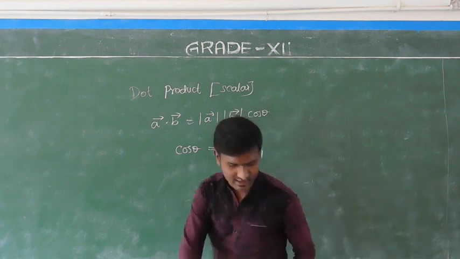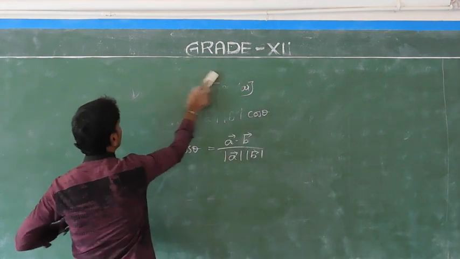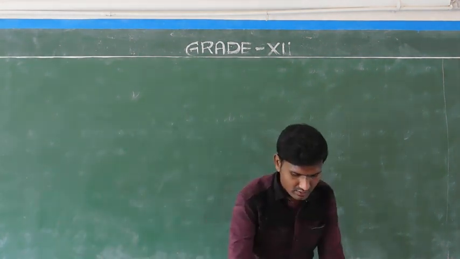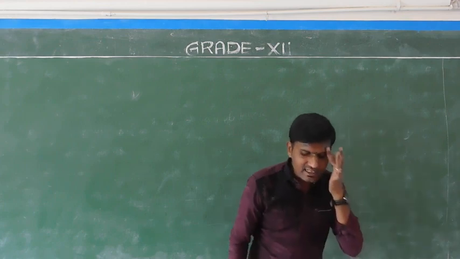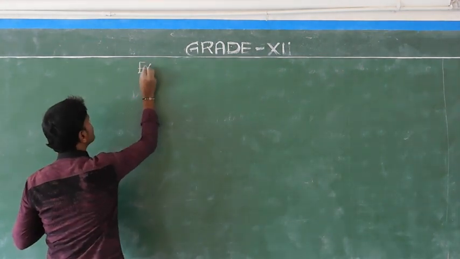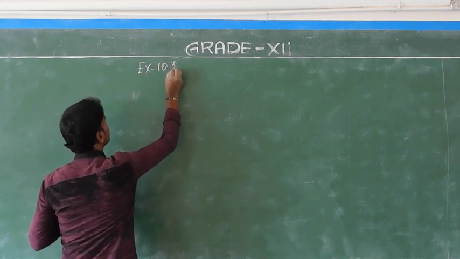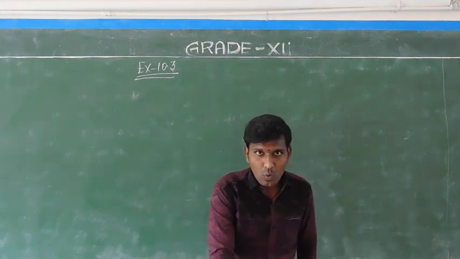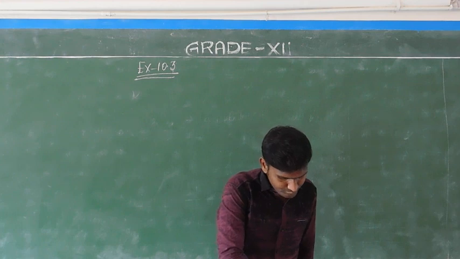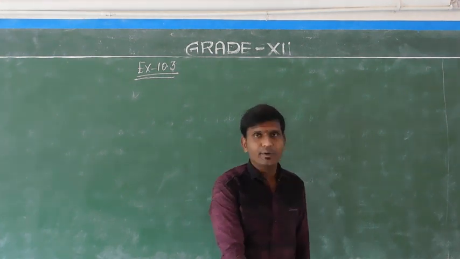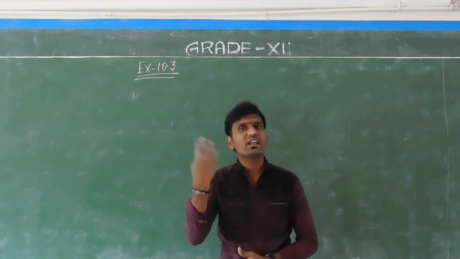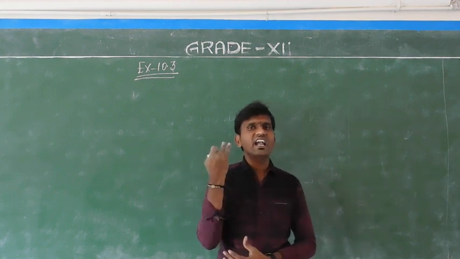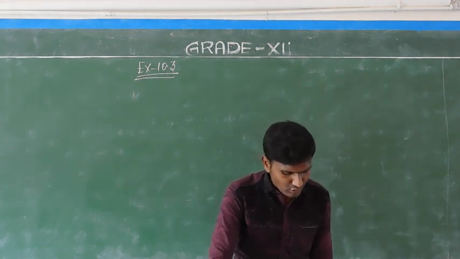From exercise 10.3, we already completed the first two questions and the fifth question, so three questions are completed. Shall we recall what the questions are? Find the angle between the vectors, and the perpendicular question.